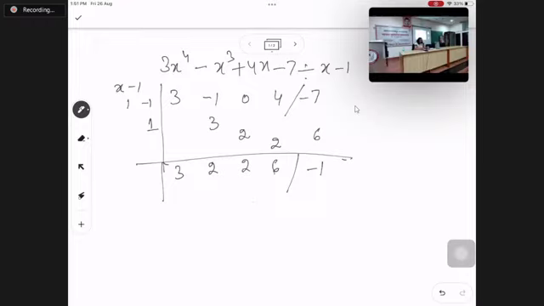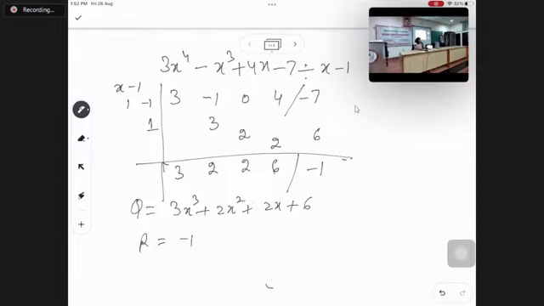It is a fourth degree equation and you are dividing by a linear polynomial. So answer would start from 3 degree equation. So it is 3x³ plus 2x² plus 2x plus 6. This is your quotient and remainder is minus 1. Right? Very simple. Yes, it is simple.